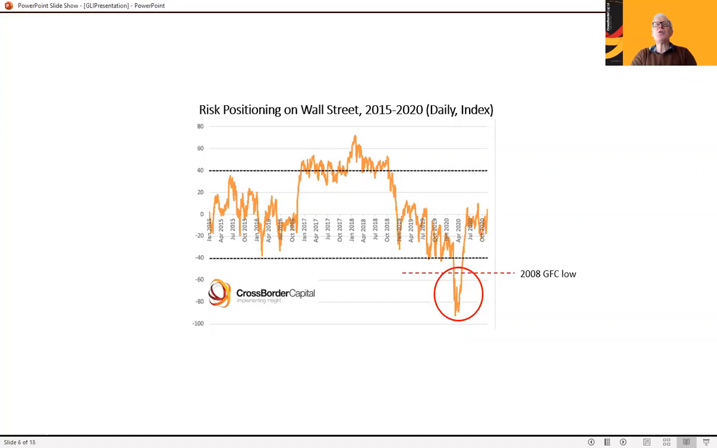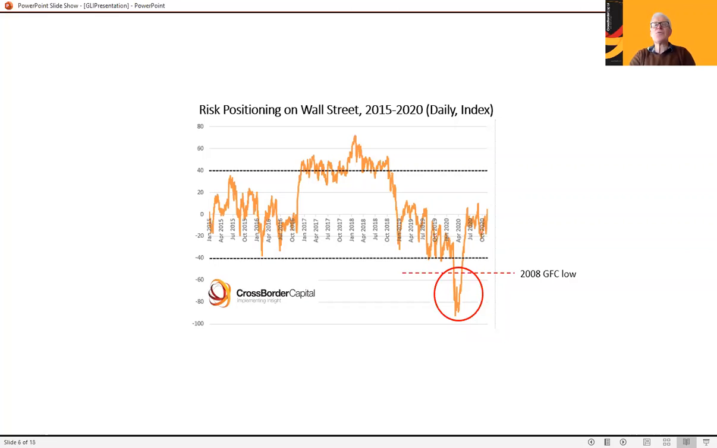And this basically shows asset positioning in risk assets versus safe assets, with 0 being the 5-year average, and again plus and minus 1 and 2 standard deviations respectively. Now, the data is taken up to, I believe, the 9th of November, so it's very up-to-date data. The pronounced drop below -40 on that index occurred in mid-March of this year.